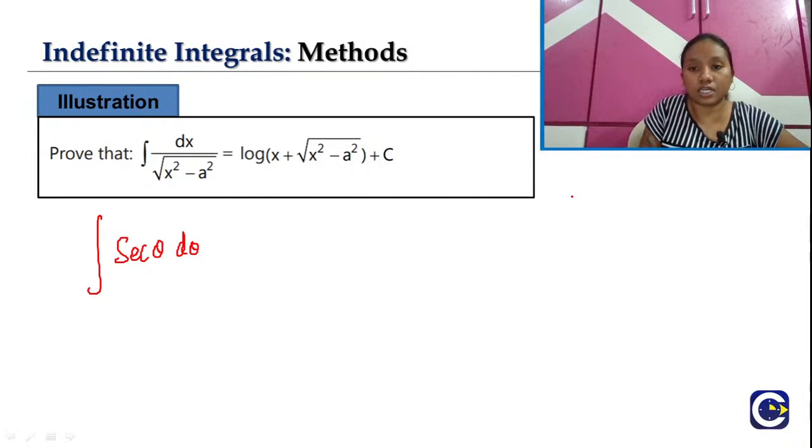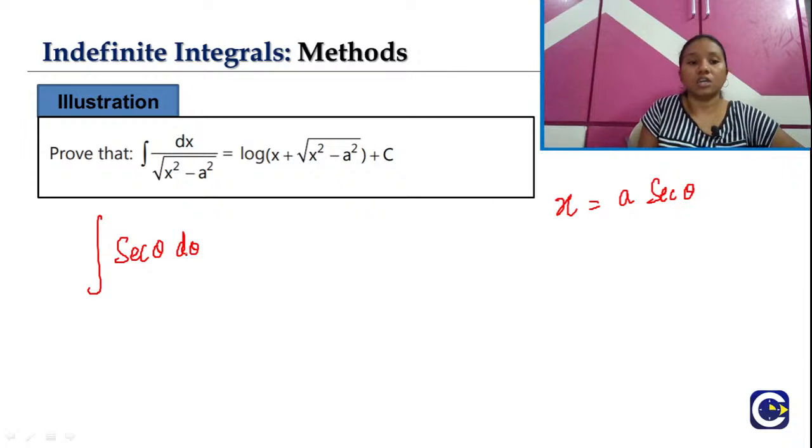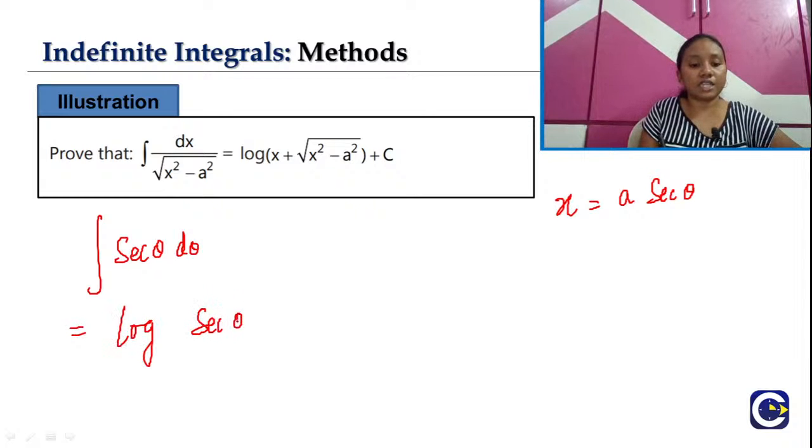What is our substitution? x equal to a secant theta. So now what is this integration part here? Integration of secant theta will be equal to, it's a direct formula, right? In our direct standard results we have seen, this will be log of secant theta plus tan theta, and plus the constant c as usual.